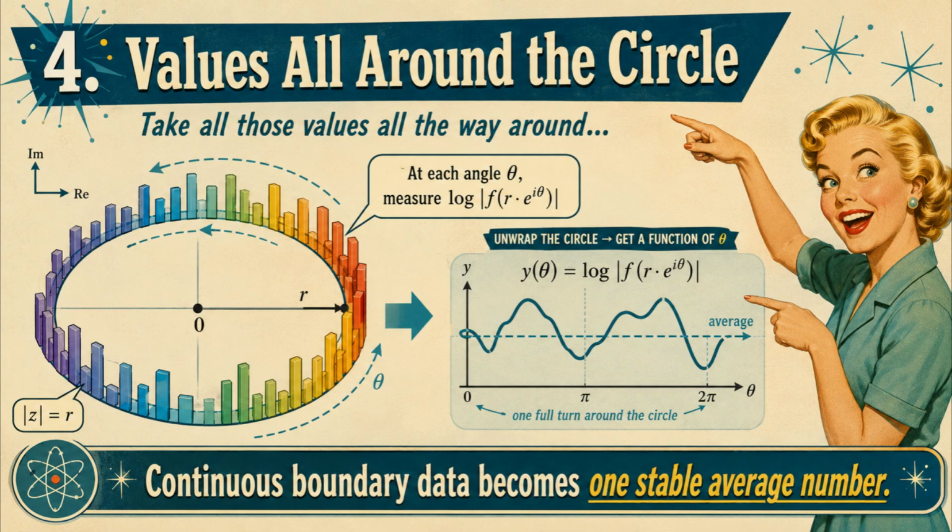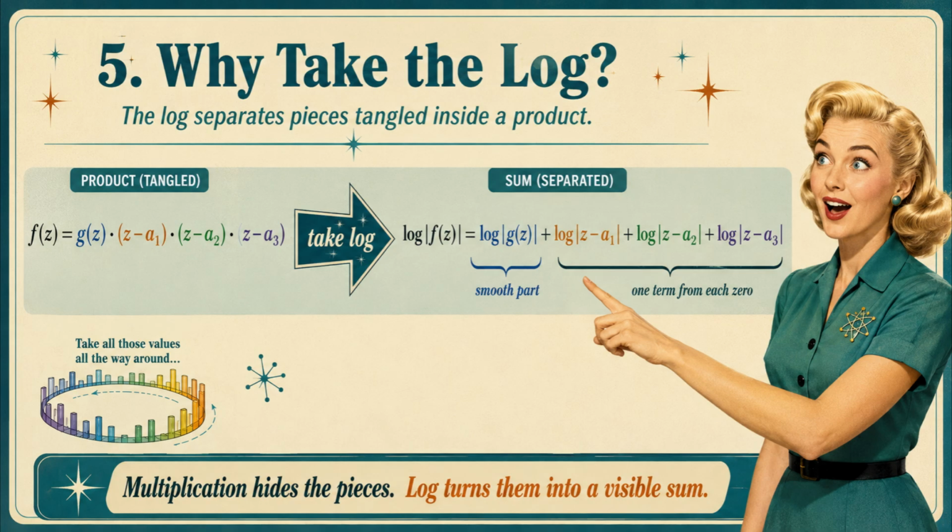Together they form boundary data. Then Jensen's formula averages them. So the entire outside edge gets compressed into one number, the average log size of the function around the boundary. That number is not random. It carries information about what is hidden inside. Let's go to idea five.